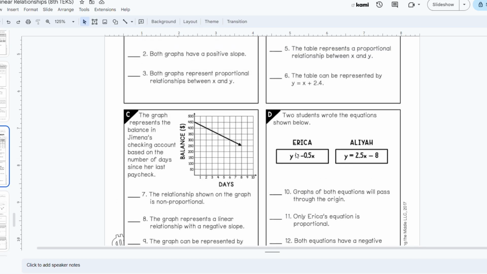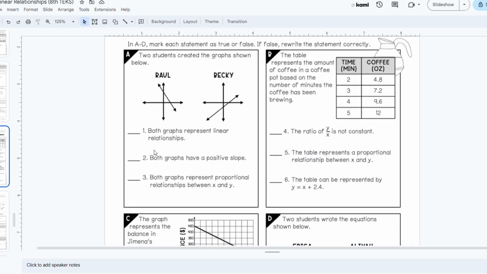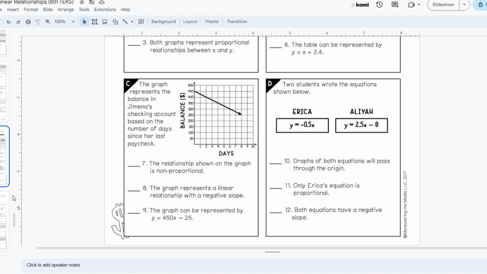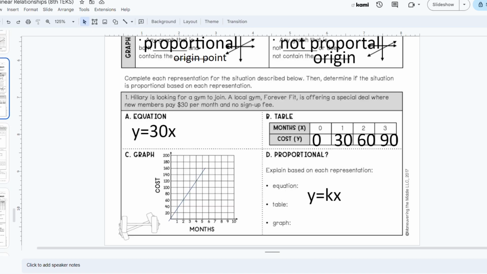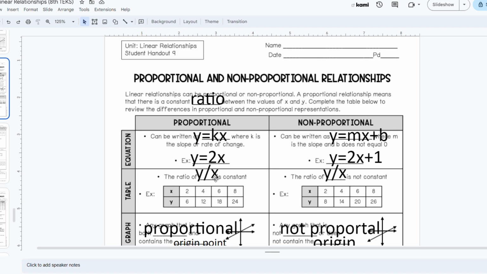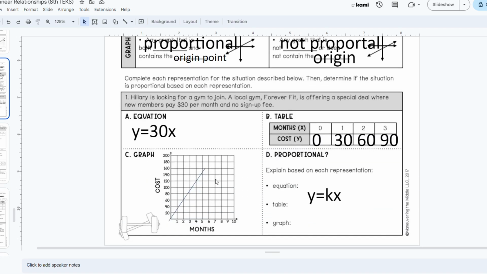Go ahead and fill out the rest of the notes on your own. Good luck. That was it for proportional and non-proportional. Hopefully you got the gist of it. If not, ask me in class.